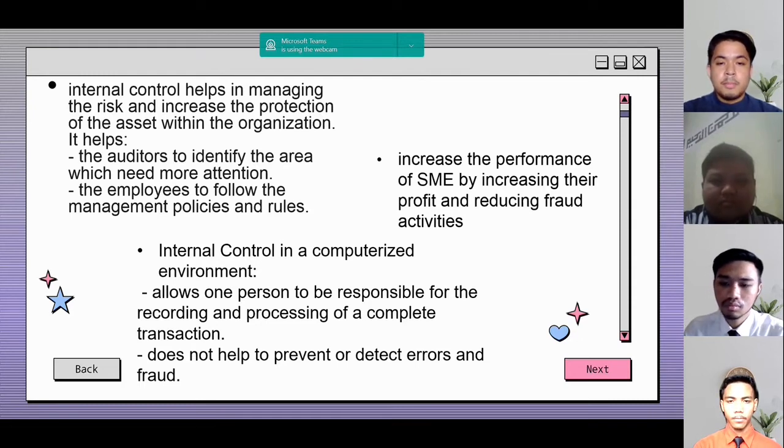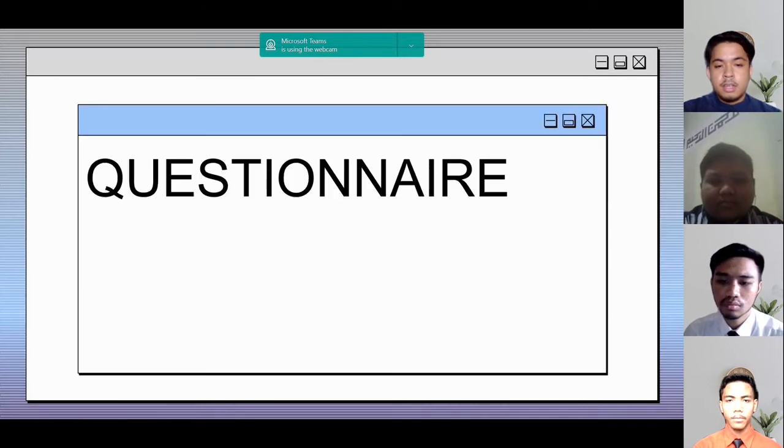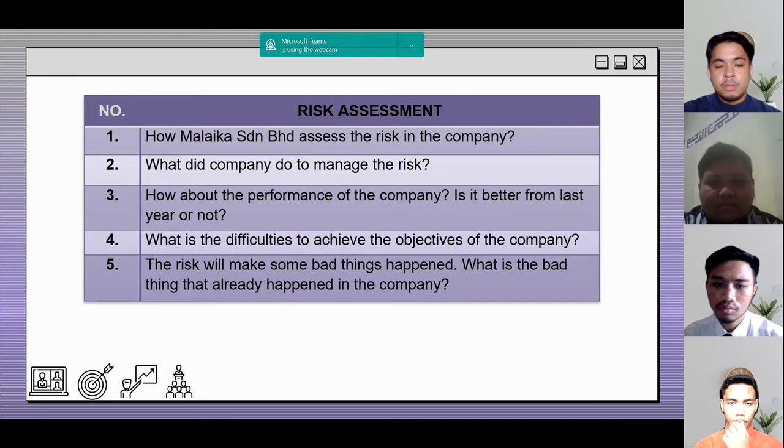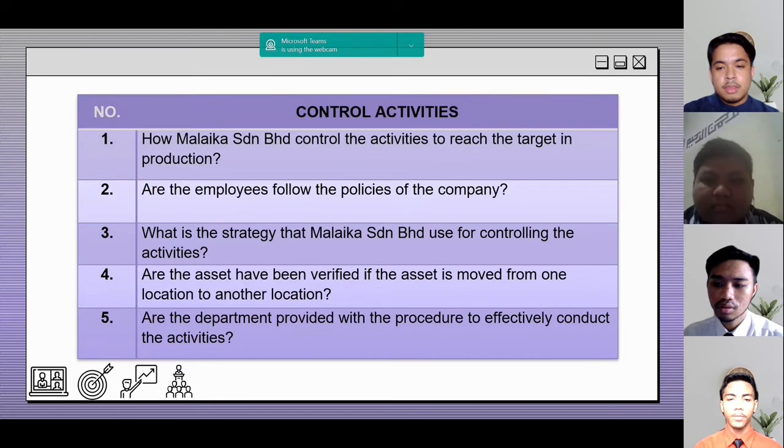Pardon, I want to explain about the questionnaire. We have 4 components, as we can see in the slide. The first component is the control environment. There are 5 questions that we will ask the clients about the control environment. The next component is risk assessment. There are also 5 questions that we will ask the client. I will pass back to Mr. Hafiz for the other 2 components. Yes, I have 2 more components. The third component is control activities, and the last component is monitoring.